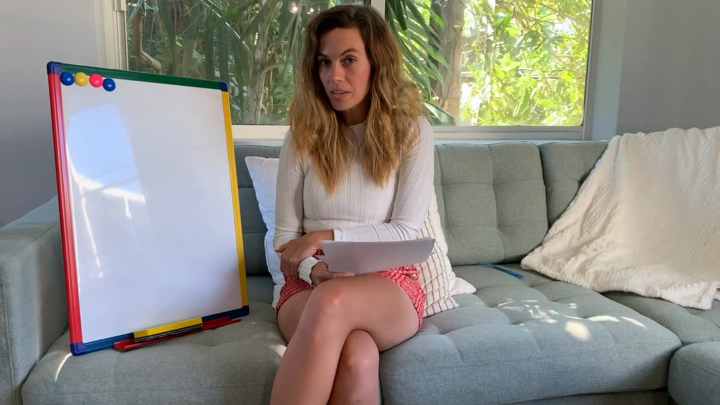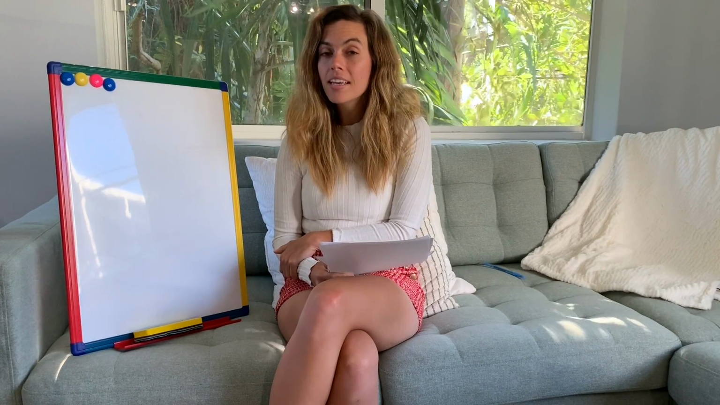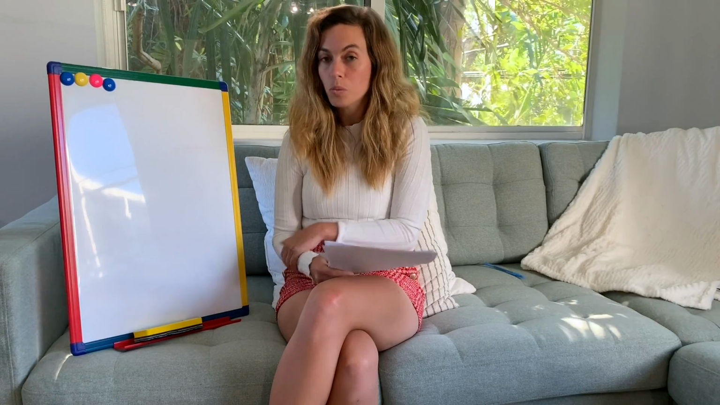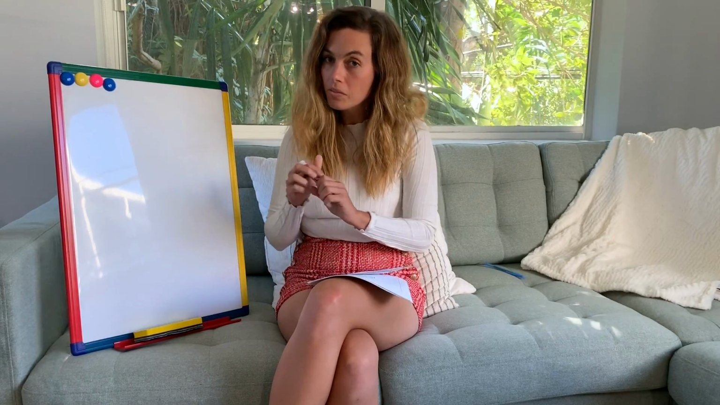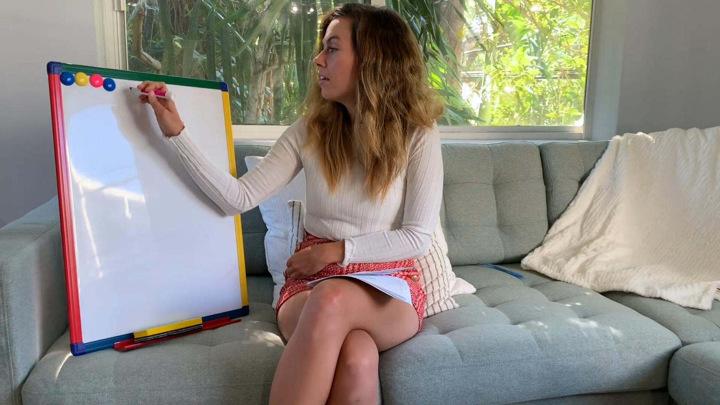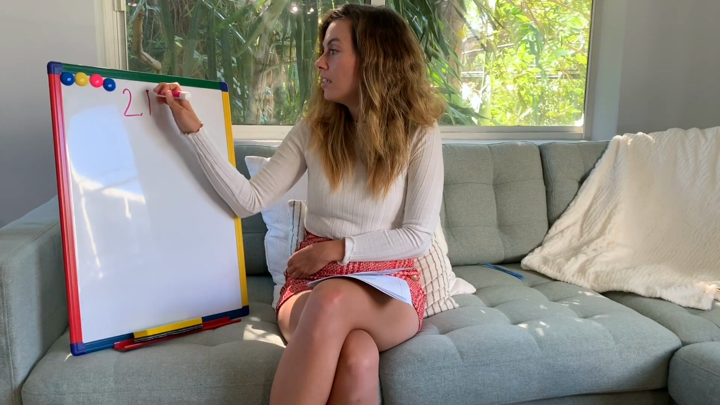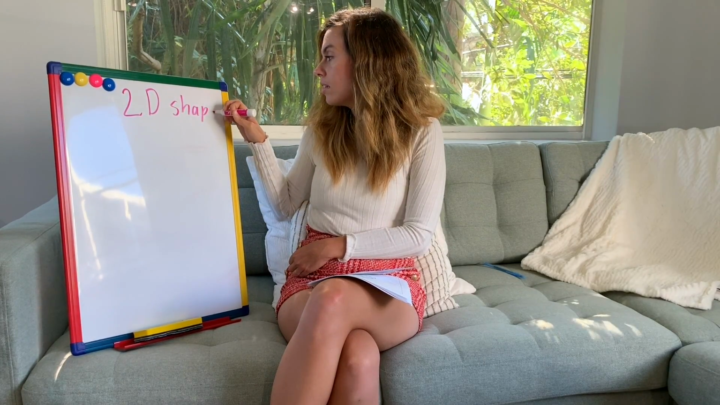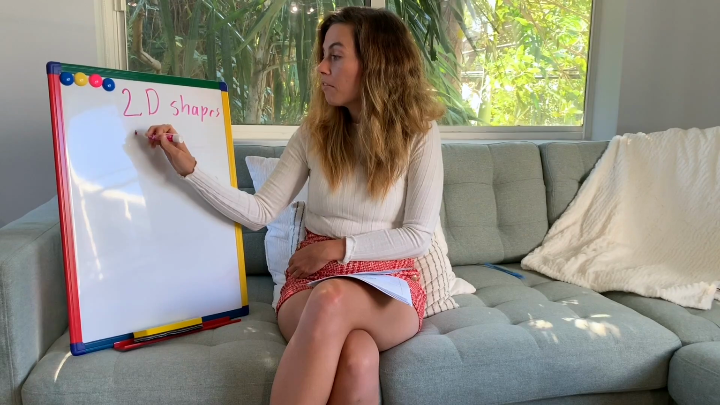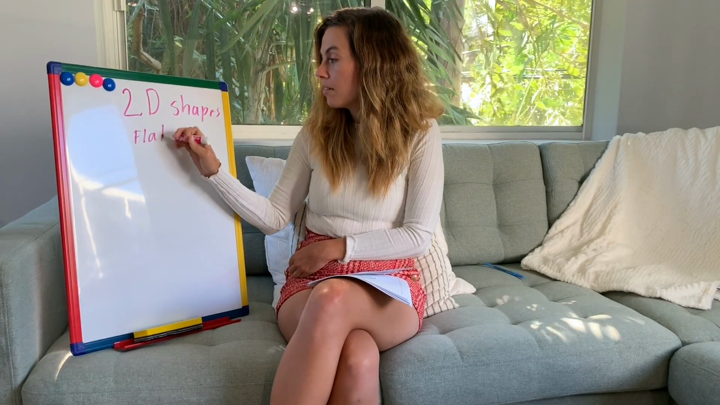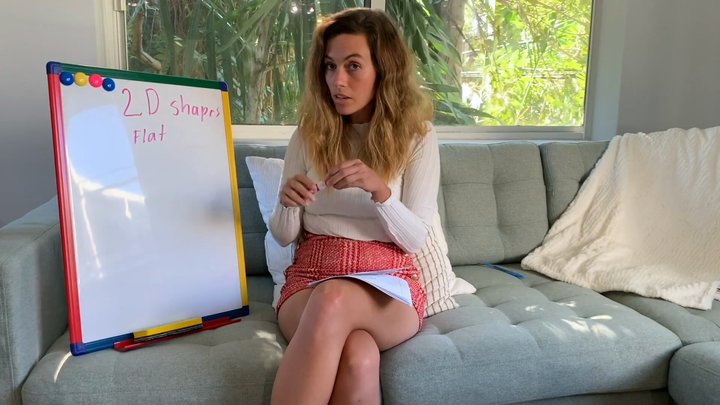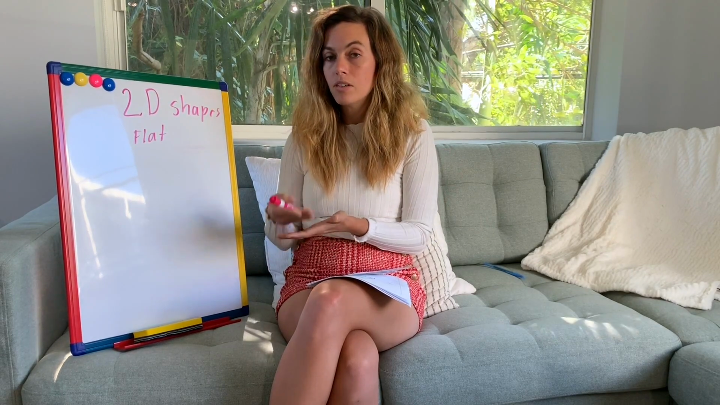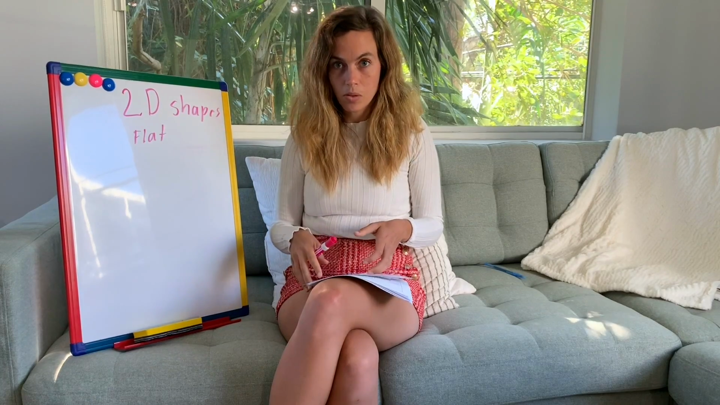Today in class we're going to talk about shapes, and we'll be talking about 2D shapes and 3D shapes. So first we're going to start with 2D shapes. And 2D shapes are flat shapes. Okay, so we're going to take a look at some different 2D shapes and then think of some examples of where we might see these shapes in real life.